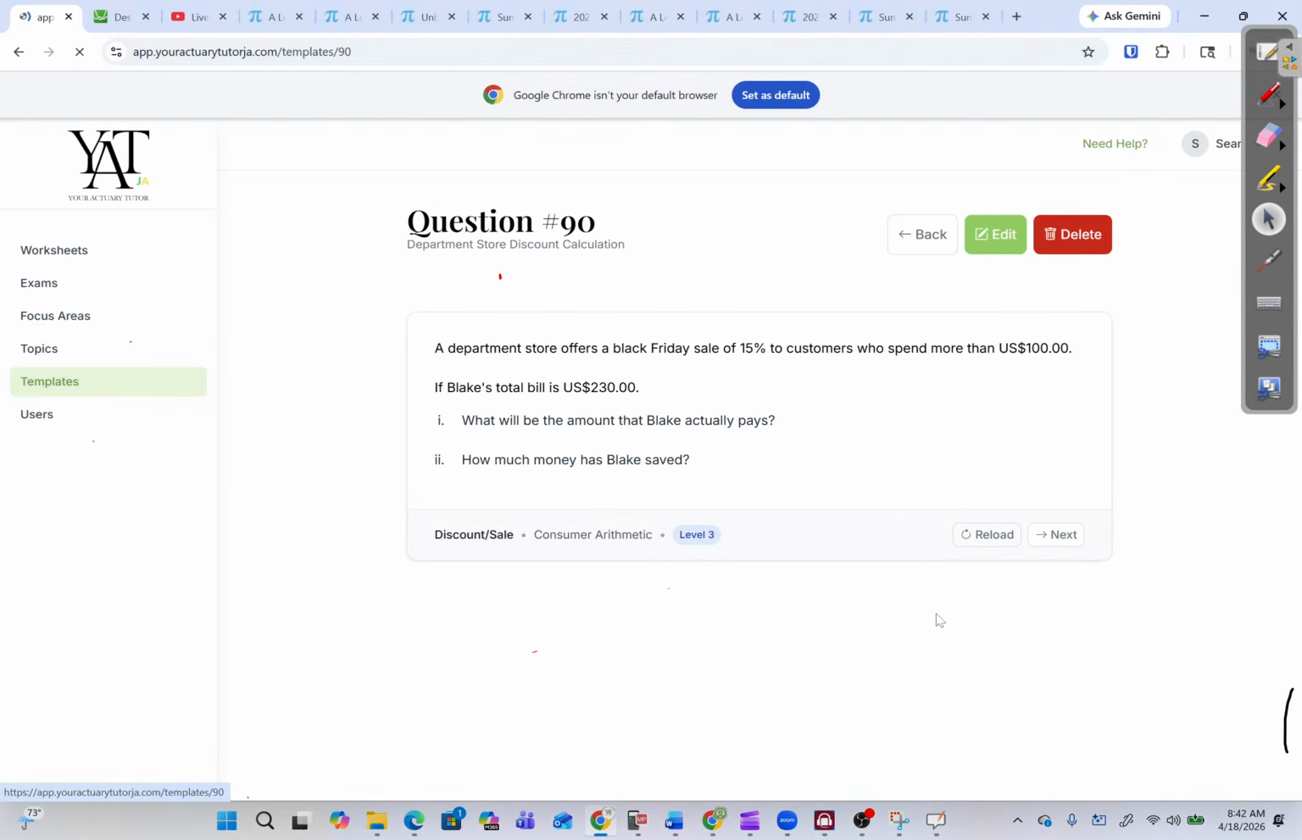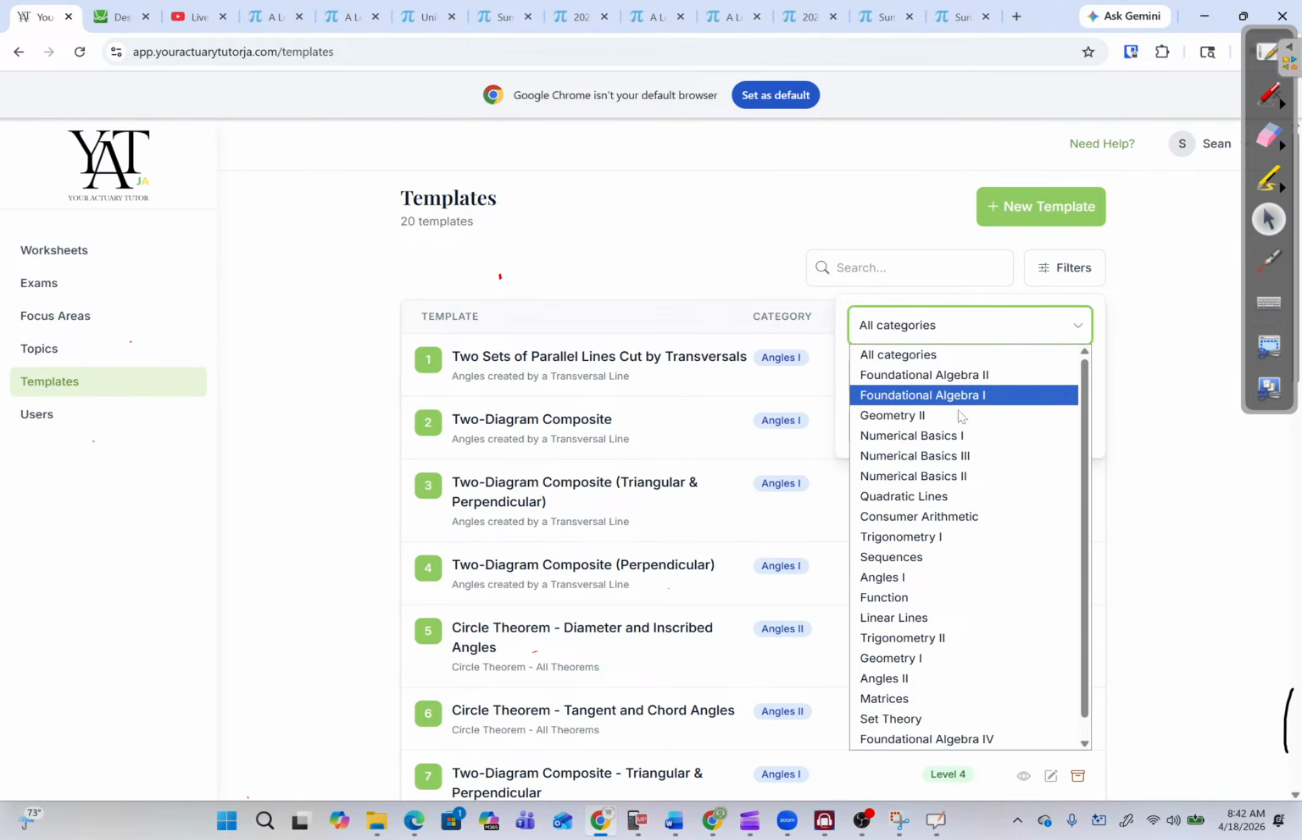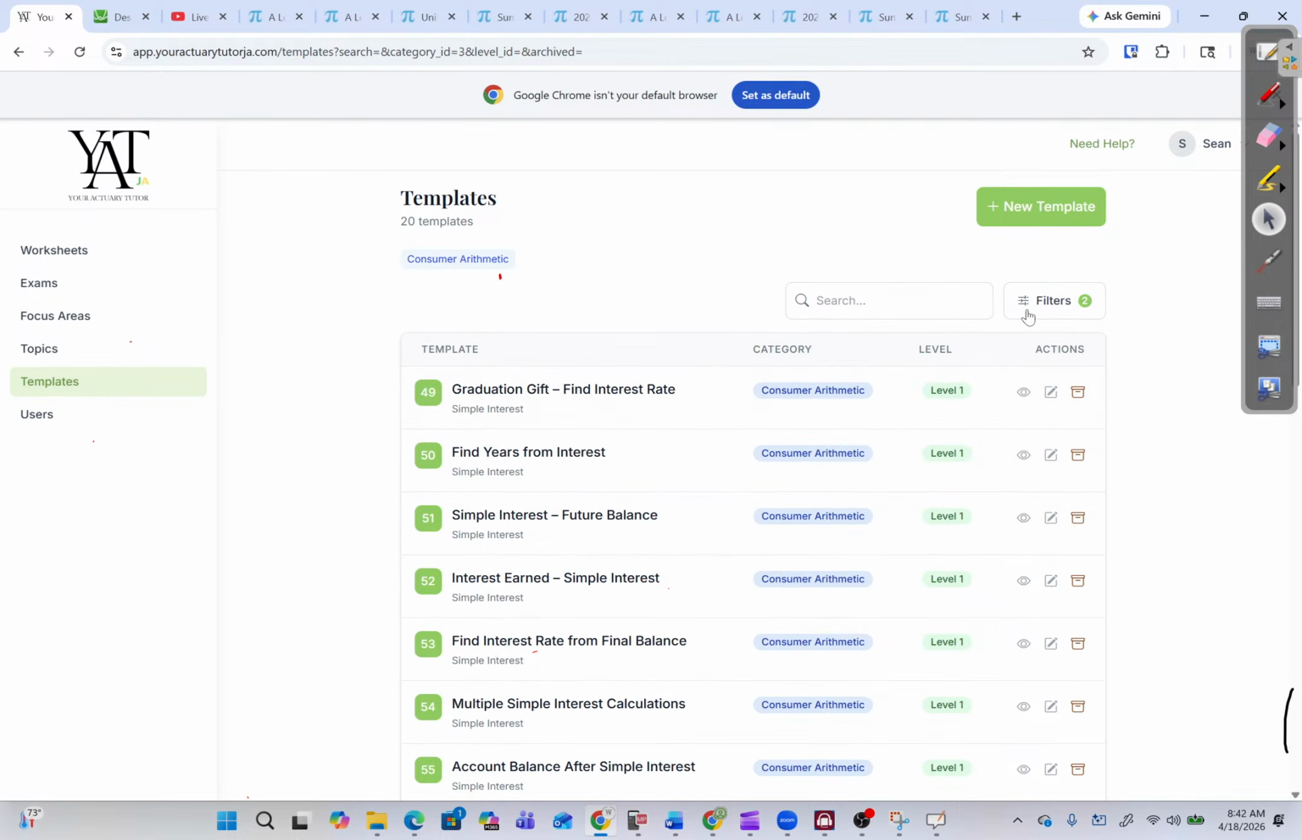All right. Let's reload him. We can reload him and continue and do more like this. But I just promised that we're going to do some simple interest. So let's do some simple interest. Let's jump into consumer arithmetic. Where is it? There we go. Level 1. That's where consumer arithmetic is housed.